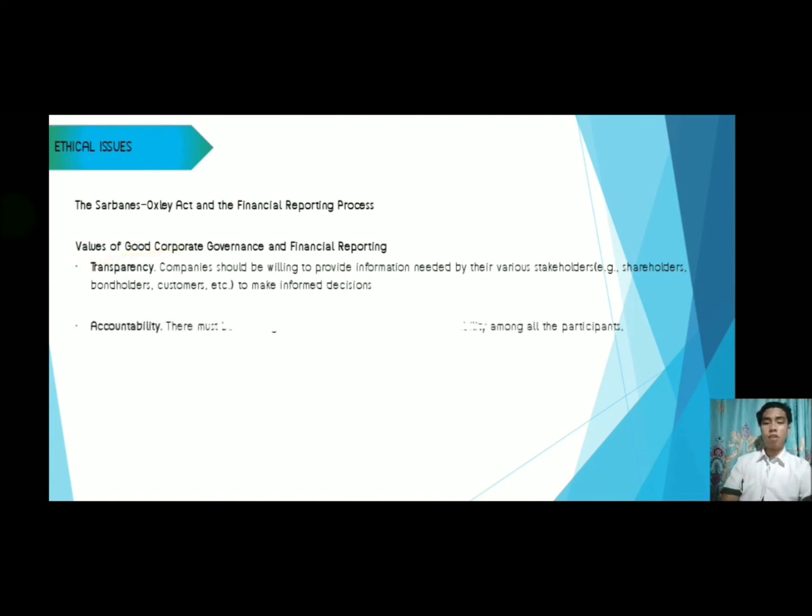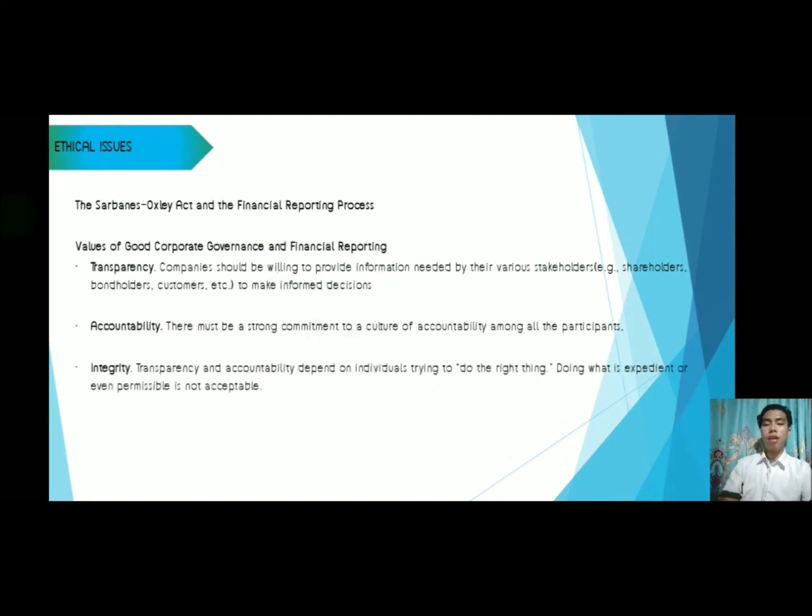Then, accountability. There must be a strong commitment to a culture of accountability among all participants, including the board of directors, officers of the corporation, and its external auditors, wherein the individual must take responsibility for carrying out his or her role in the financial reporting process.